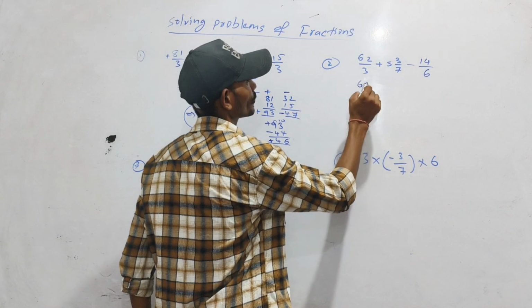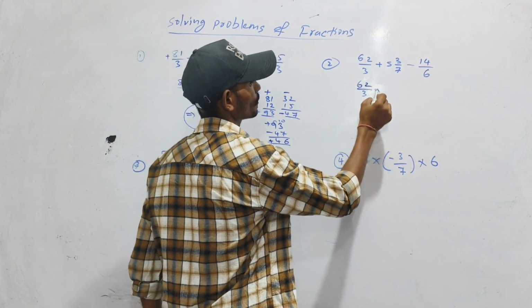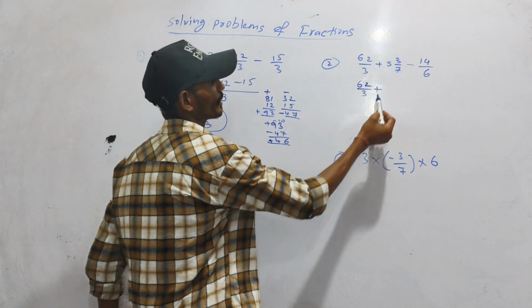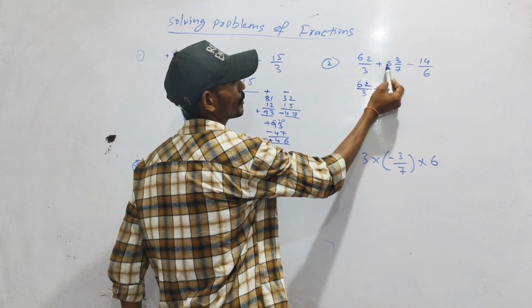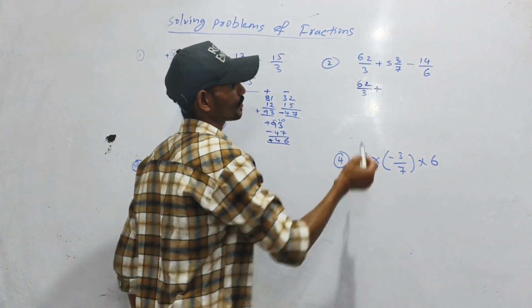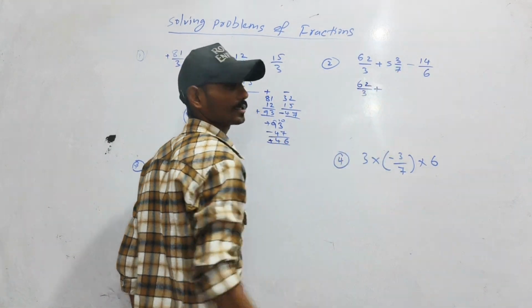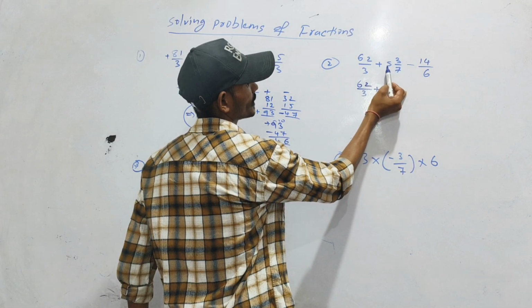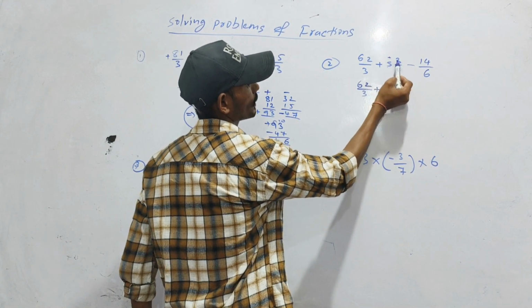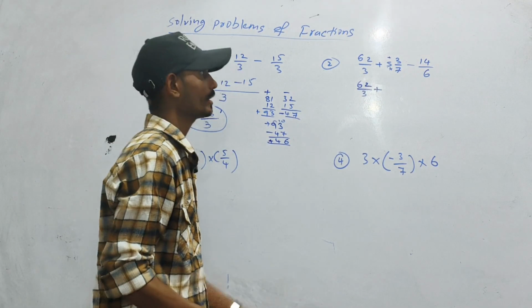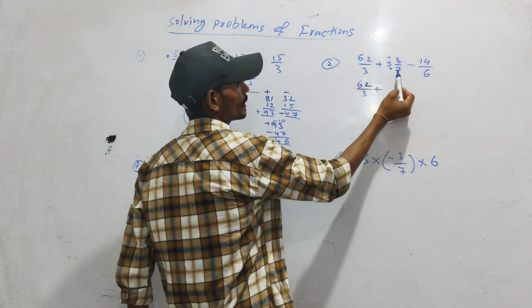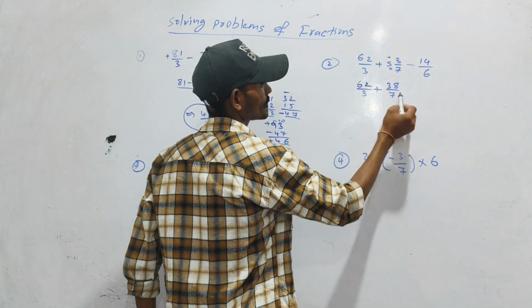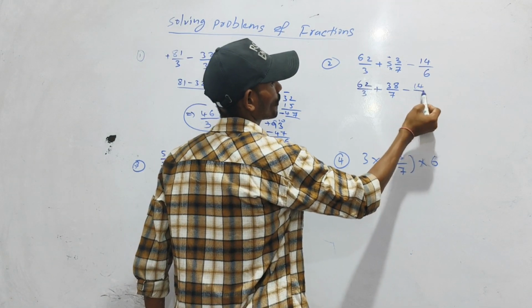So now observe how to convert a mixed fraction into an improper fraction. Whatever the denominator is, multiply it by the whole number, plus the numerator. So 7 times 5 is 35, plus 3. Multiply these two numbers and add the number above. Then 7 fives are 35 plus 3, this is 38 by 7, minus 14 by 6.